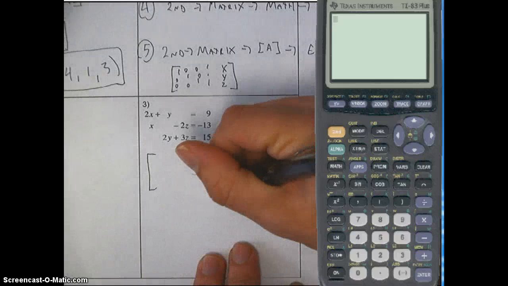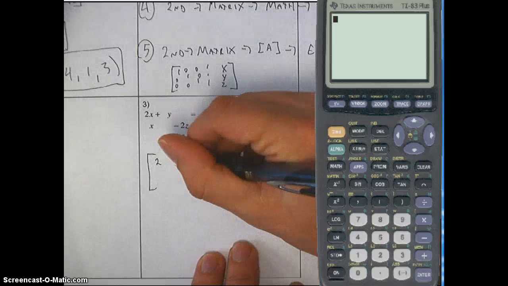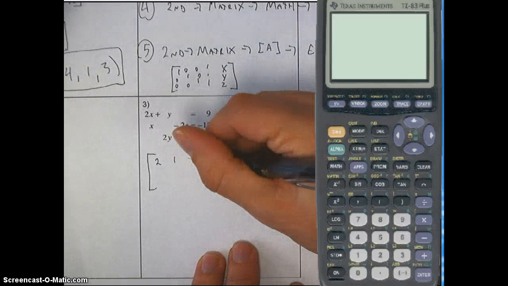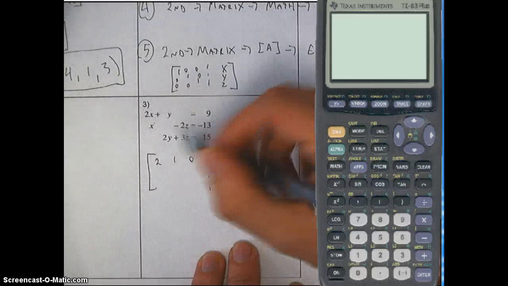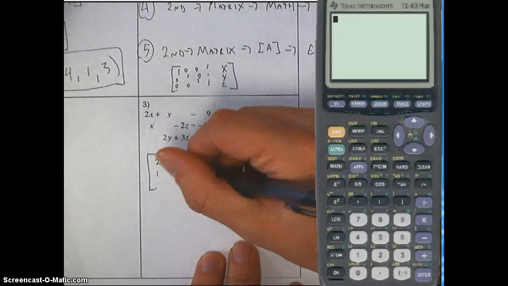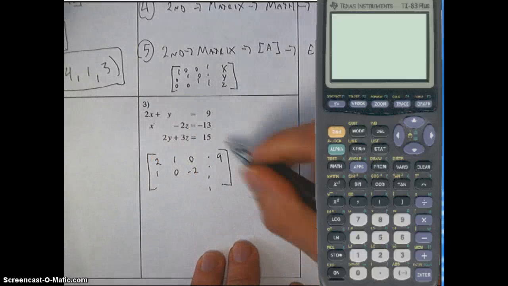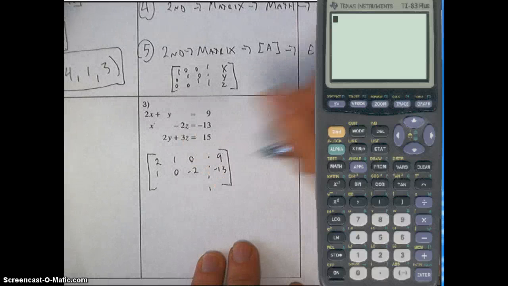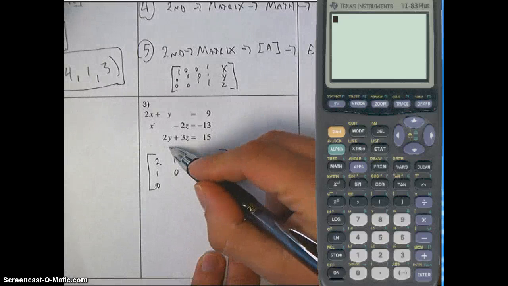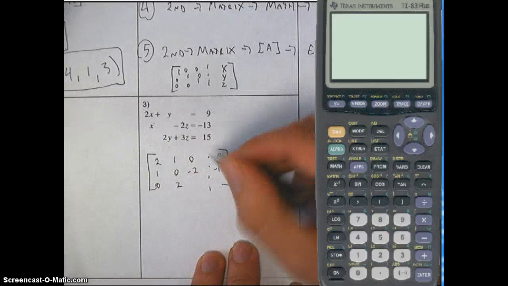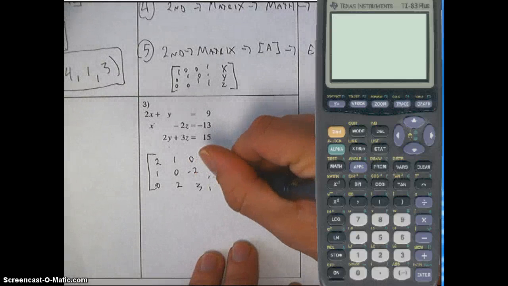Here, in front of the X is a 2, in front of the Y is a 1, and there is no Z, so I put a 0, then a 9. Then a 1 in front of the X, there is no Y, so a 0, and a negative 2 in front of the Z, and after the equal sign a negative 13. There is no X, so I put a 0, then a 2 in front of the Y, a 3 in front of the Z, and a 15.